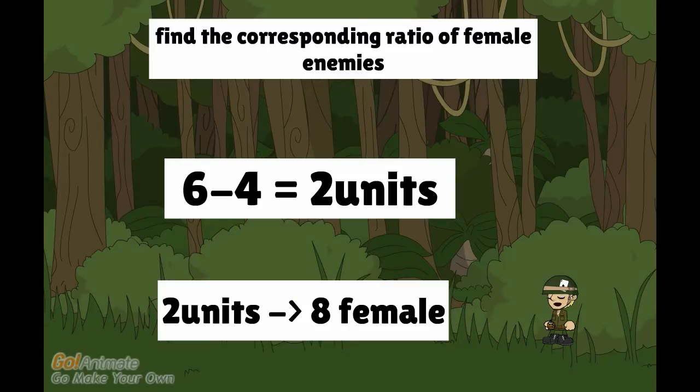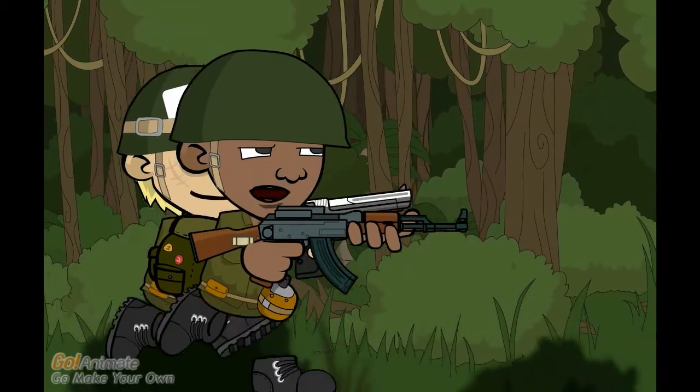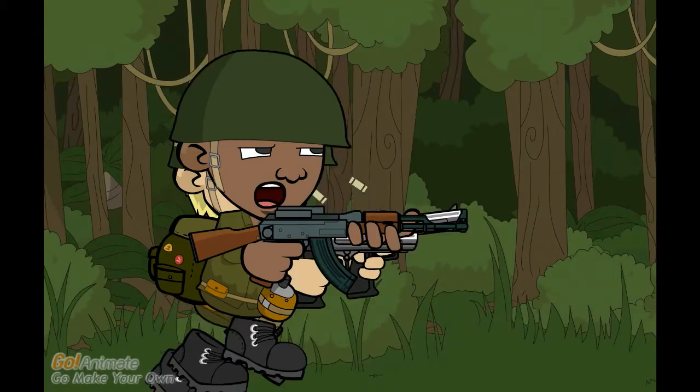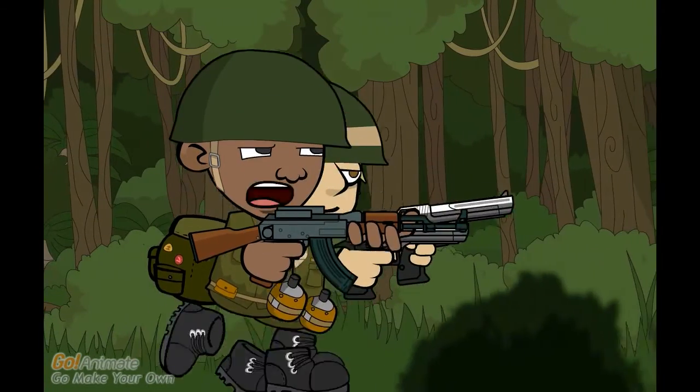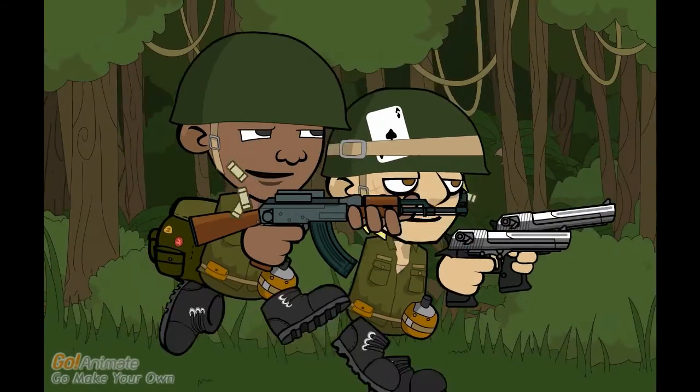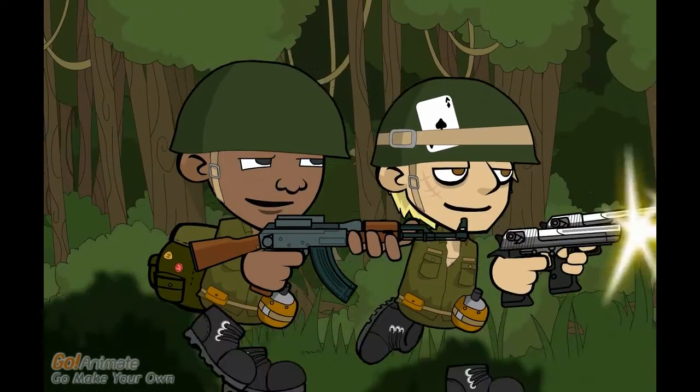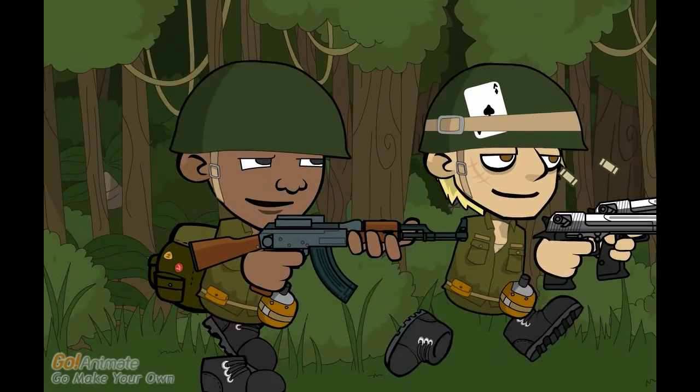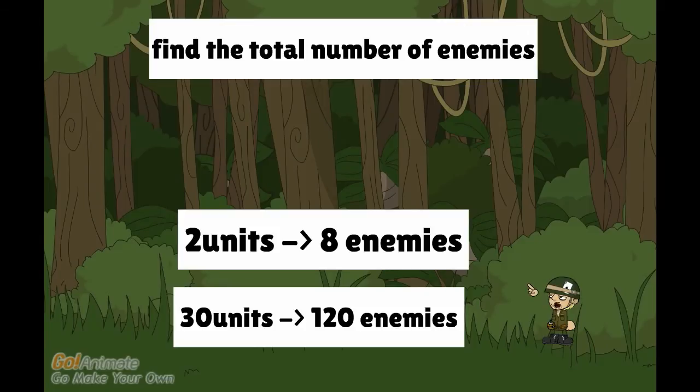Let me ask you, do you still remember how many units of enemies there were at first, Alan? Seriously, do you have to ask me that question now? But I do remember, the number is 30 units, because you multiplied them by 6. Well done, Alan. Since 2 units represents 8, 30 units would represent 120 enemies. And that is our answer, my dear friend.